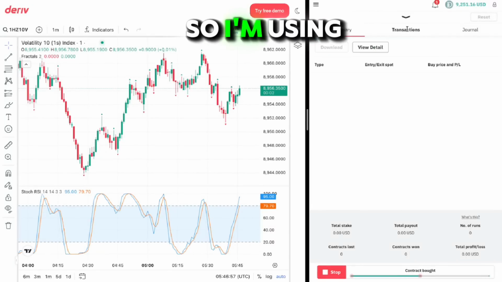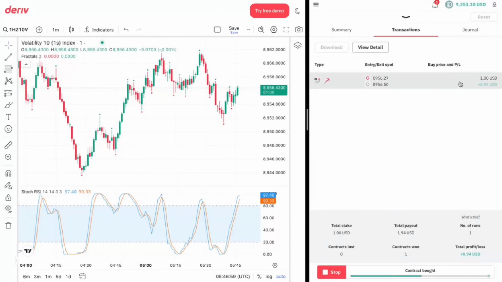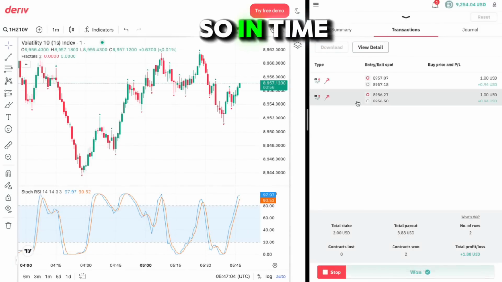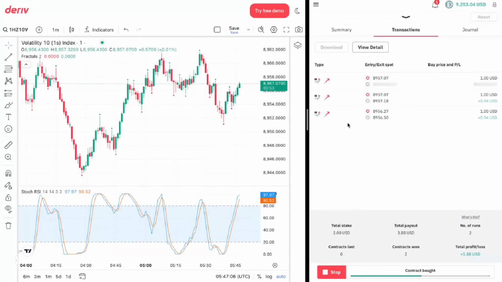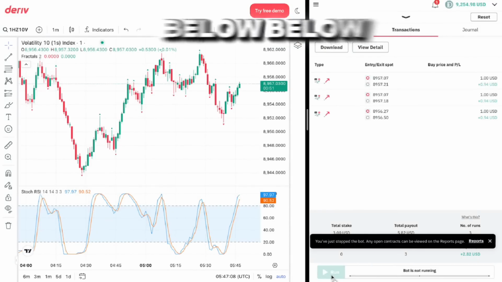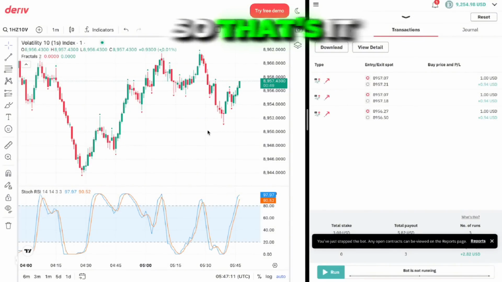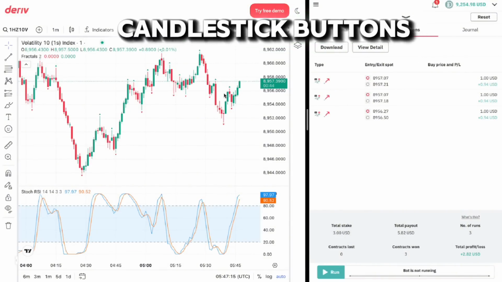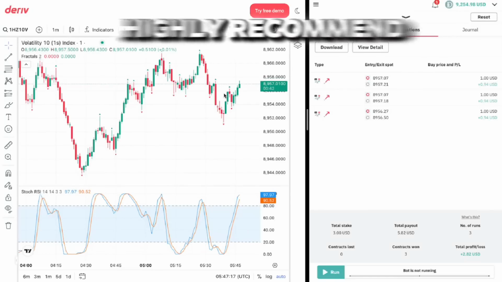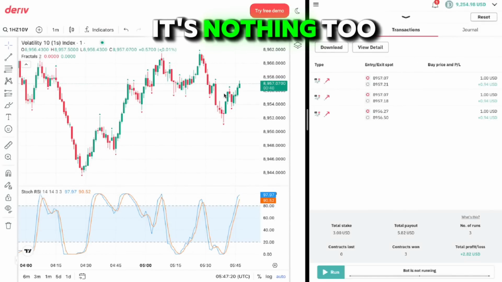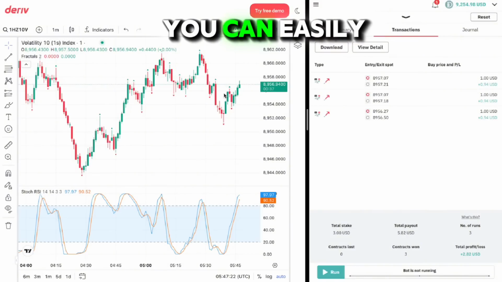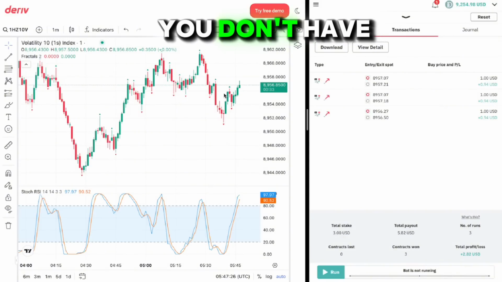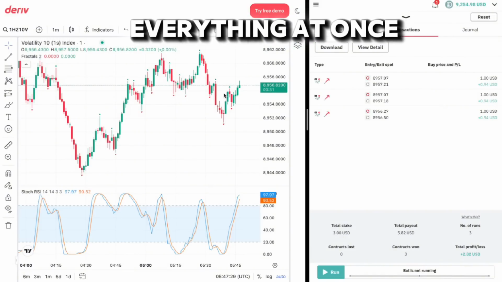Let me just run. So I'm using $1. So 0.9, you can technically see what's going on here. So anytime it goes above, you win. Anytime it goes below, you lose. That's it there. So you can use the fractal before you understand the candlestick patterns, but I would highly recommend you learn the candlestick patterns. It's nothing too difficult. You can easily learn all these things, but you have to take it chunk by chunk. You don't have to go with everything at once.